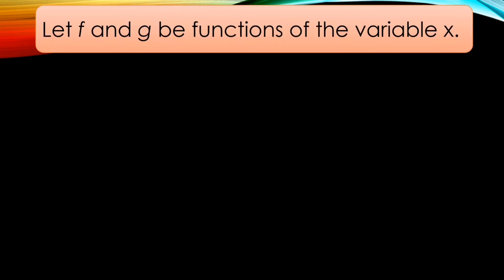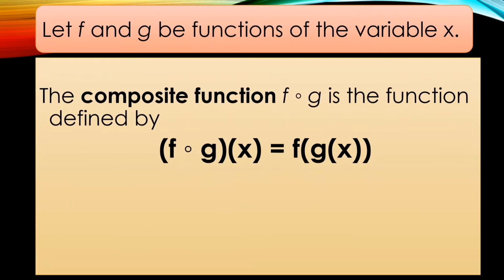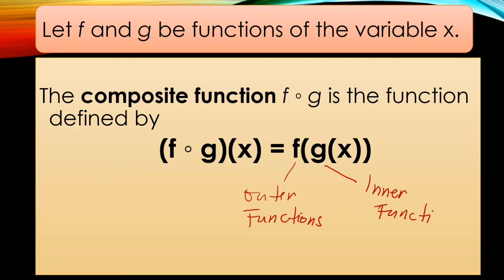Let f and g be functions of the variable x. The composite function is the function defined by f composed of g of x, which is equal to f of g of x. So meaning your f will be your outer function, and your g of x will be your inner function.